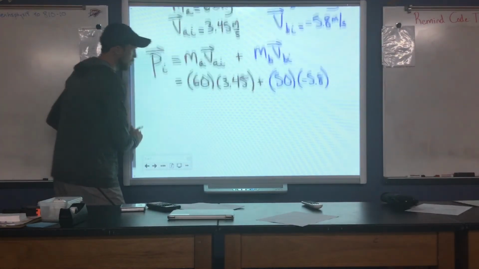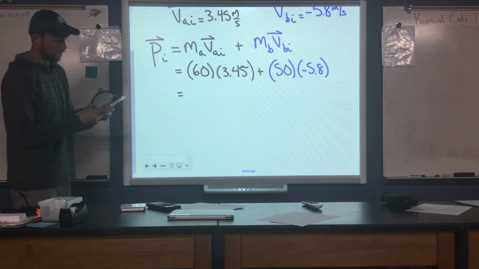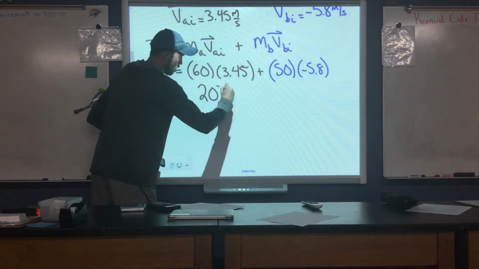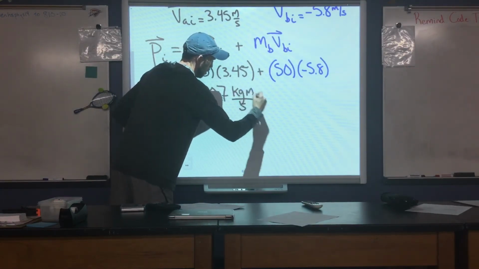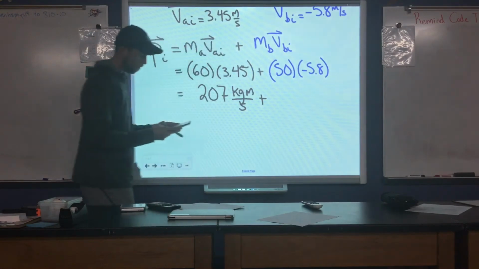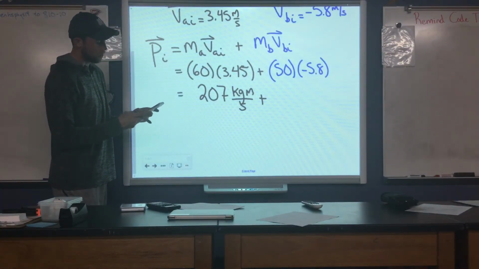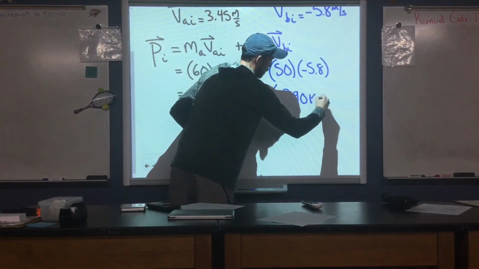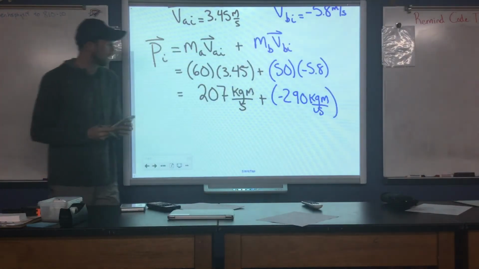So we can now go through and solve for the total initial momentum. 60 and 3.45 gives us 207 kilogram meters per second. Plus, we've got 50 and negative 5.8, which gives us negative 290 kilogram meters per second. And then we would add those values together.